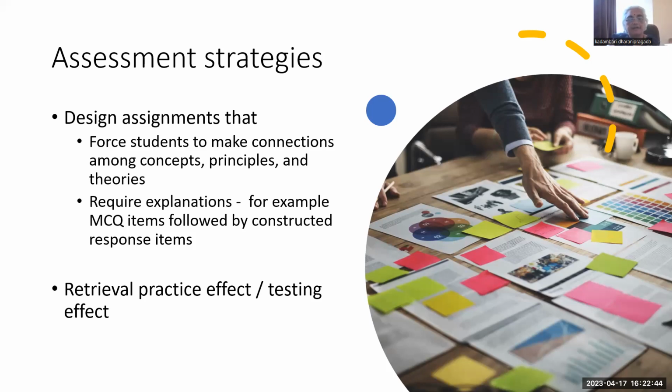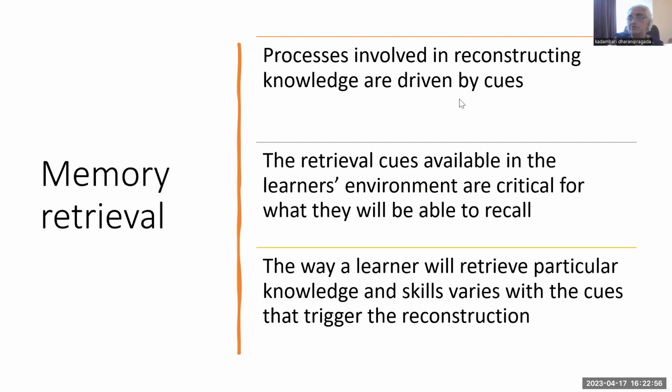So that would be one of the ways in which they have to give an explanation for why they chose a particular option. So this use of assessment to build integration is known as the testing effect or the retrieval practice effect. So retrieval practice depends on the cues you provide them. Cues here refer to the questions. So if your question tests only memory, then it will test only memory. But if your question is so designed that it tests whether they have made those connections in their memory, then the answer also will require them to demonstrate that they have made those connections.